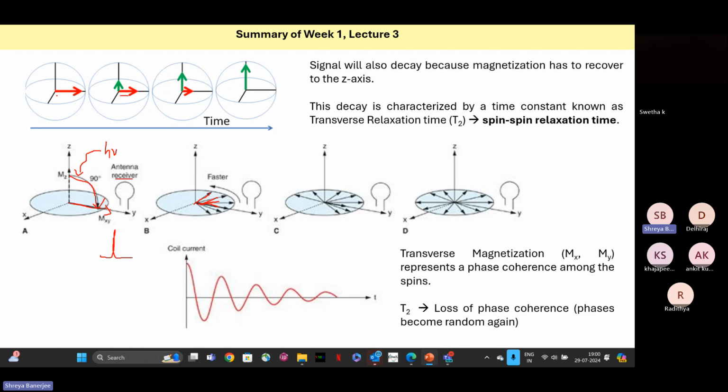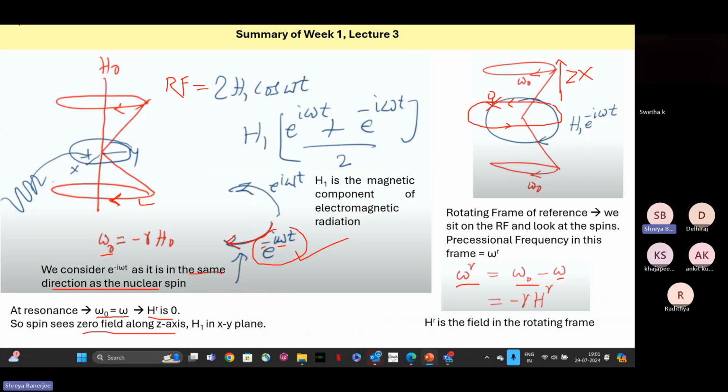You can see initially the magnitude was much higher, but gradually the magnitude reduces till eventually in the XY plane, the magnitude completely becomes zero. And the only magnetization remaining is along the Z axis. So we discussed previously the hypothesis of random phases. So I'll go back to that.